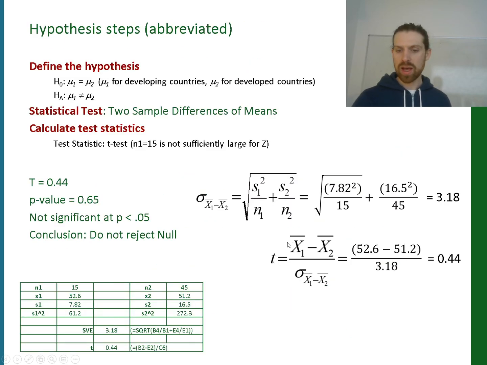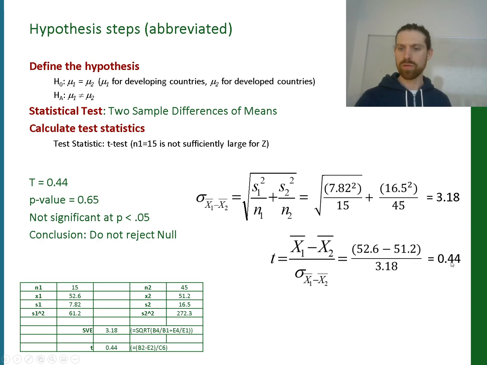And then once we've got that, we can then move on to actually using the mean value. So we know for x1 we've got 52.6, and for x2 we've got 51.2. And essentially we're able to place these into the numerator part. So these are percentage participation rates for females in the workforce. And essentially then when we take that subtraction and we divide it by the standard error of the difference of the means, then we get 0.44, okay?